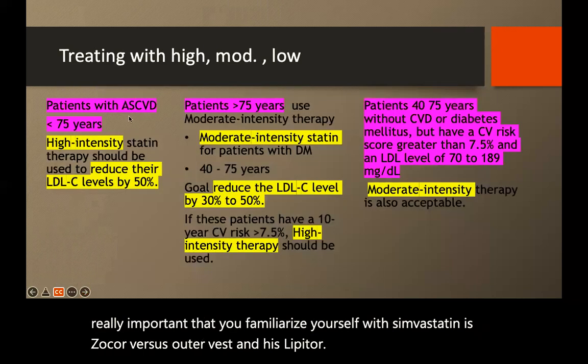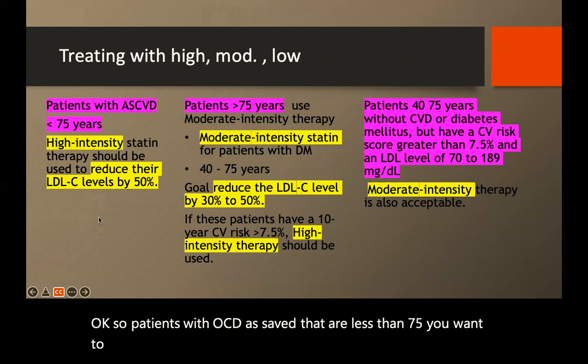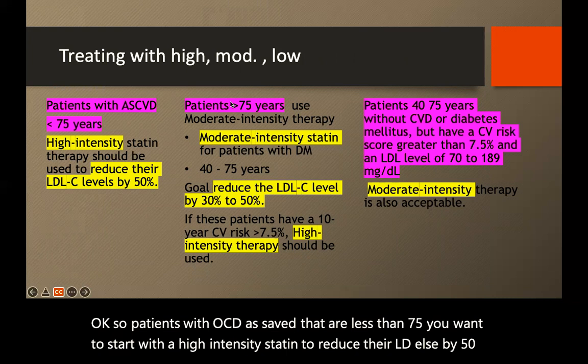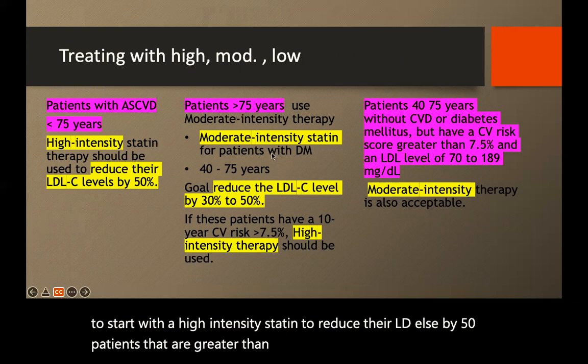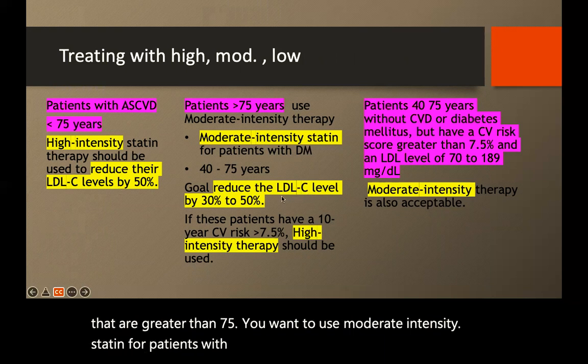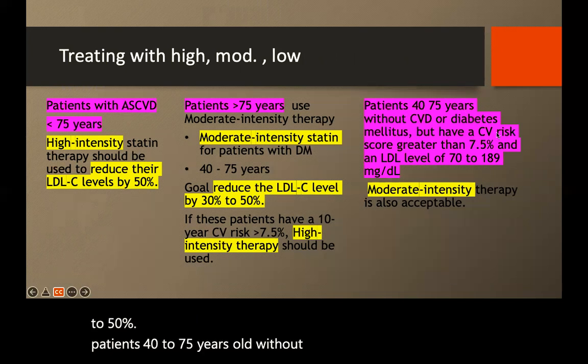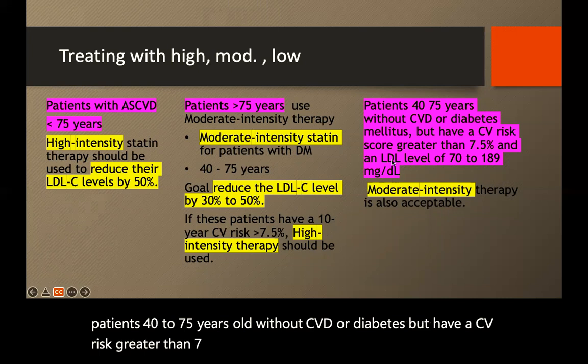Okay, so patients with ASCVD that are less than 75, you want to start with a high intensity statin to reduce their LDLs by 50%. Patients that are greater than 75, you want to use moderate intensity statin for patients with DM. And you want to reduce the LDL levels by 30 to 50%. Patients 40 to 75 years old without CVD or diabetes, but have a CV risk greater than 7.5% and an LDL level of 70 to 189 should be on a moderate intensity therapy.